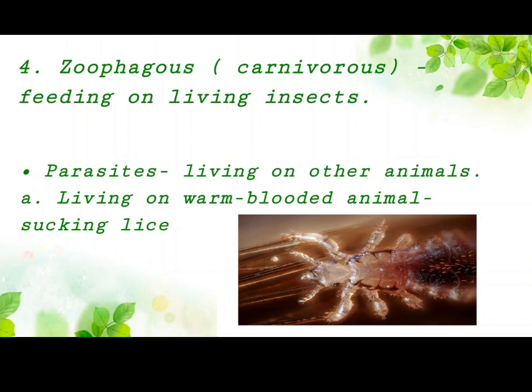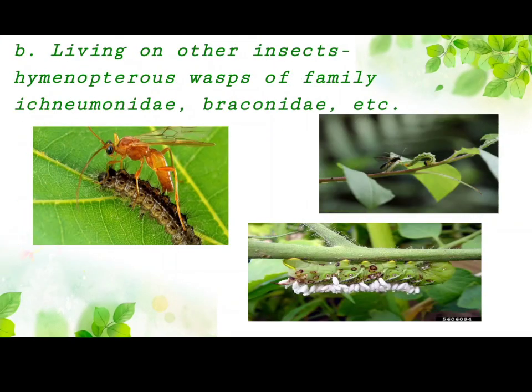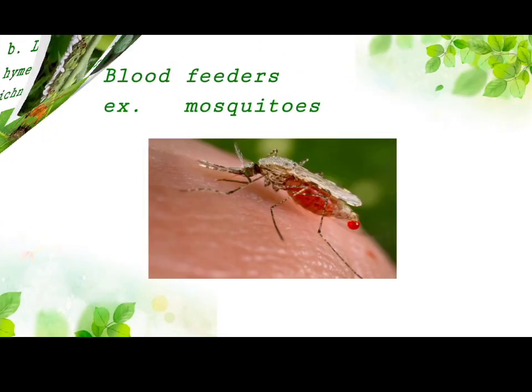Zoophagous. They are considered as carnivorous. They feed on living insects. We have parasites living on other animals, living on warm-blooded animals. An example of this is the sucking louse. Living on other insects, we have Hymenopterous wasps of the families Ichneumonidae, Braconidae, and etc.